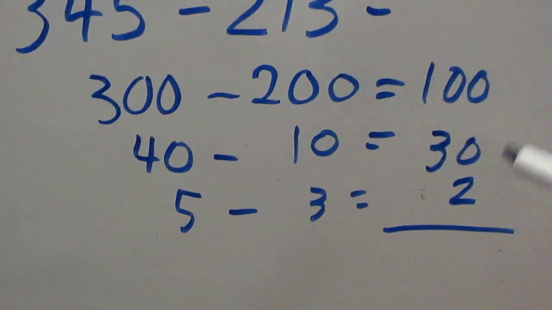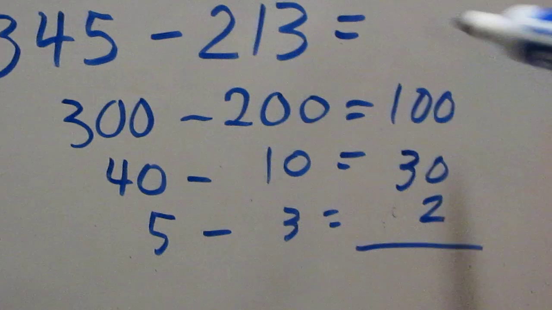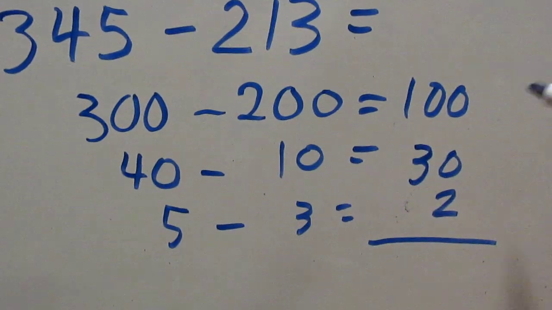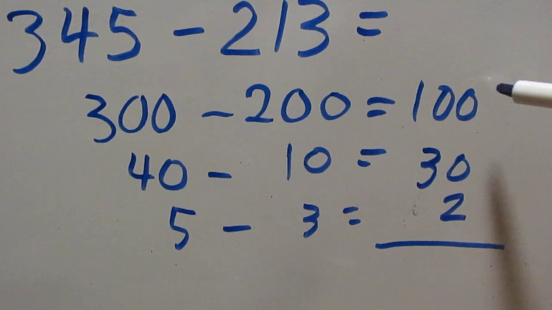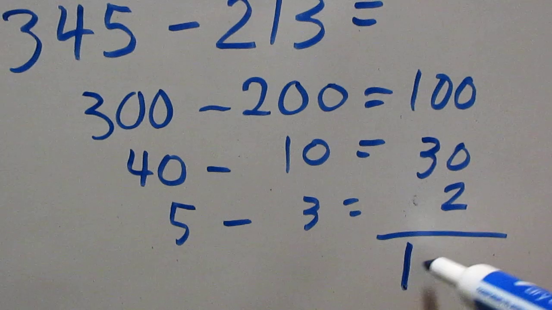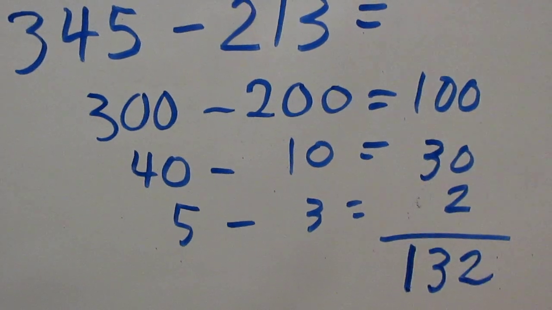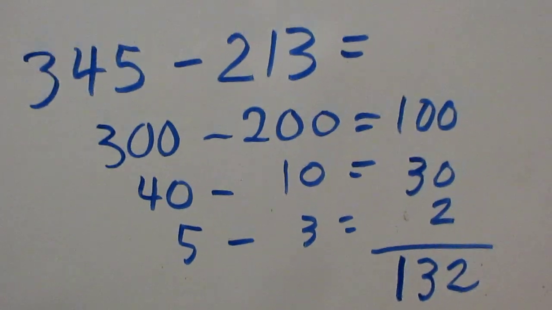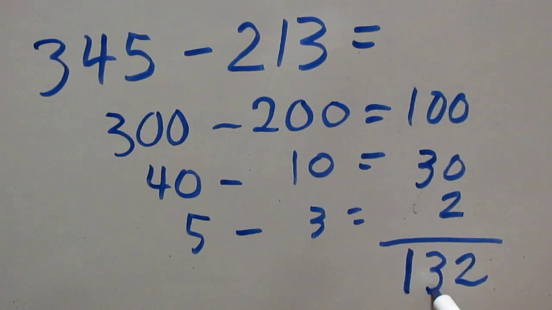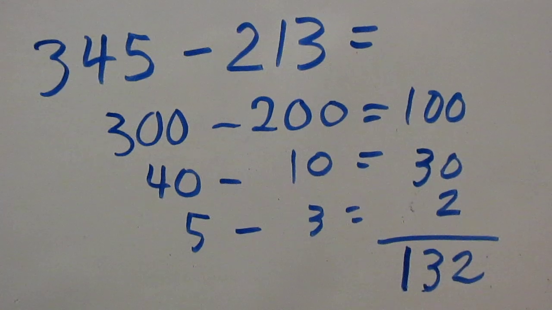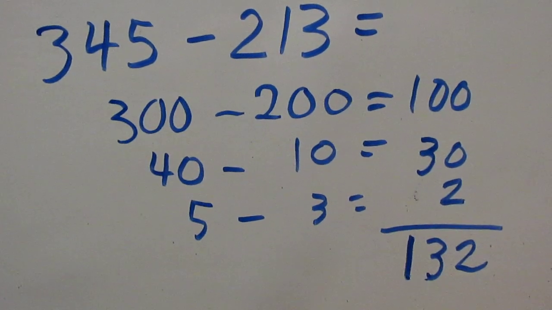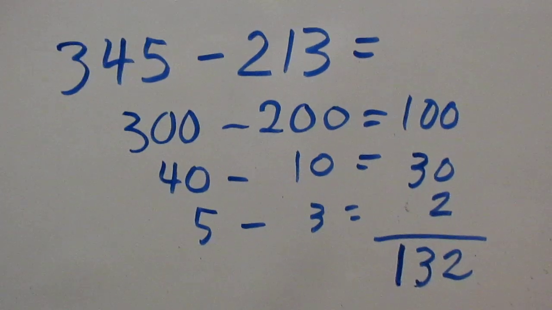So all of that together, again, it can be kind of hard for them to understand. They're not taking anything away now. You're making partial amounts, in this case partial differences instead of partial sums, and then you have to put them all together. So 132 is the difference that is left. The answer to a subtraction problem is called the difference, and the answer to an addition is called the sum. That's an example of how to do that one.